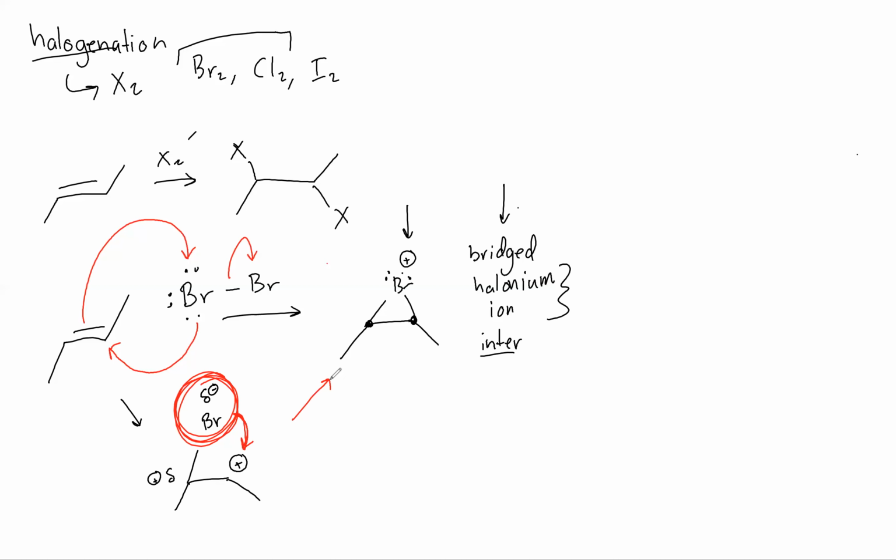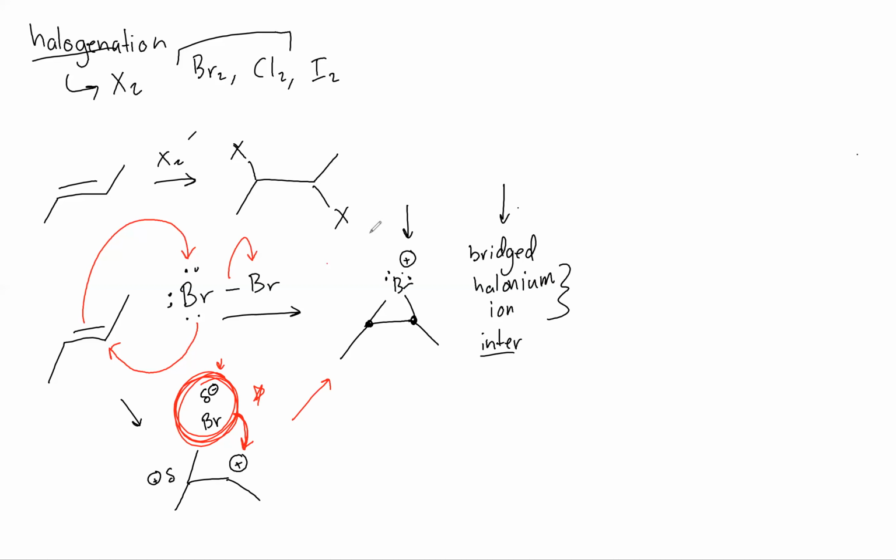Whereas a lot of the times you're like, well, why is it formed? It looks so unstable. Well, it's because it's more stable than the carbocation intermediate, because we have that negatively charged bromine that's highly, highly, highly attracted to that positive carbocation. So that is why the bridged halonium ion intermediate forms.